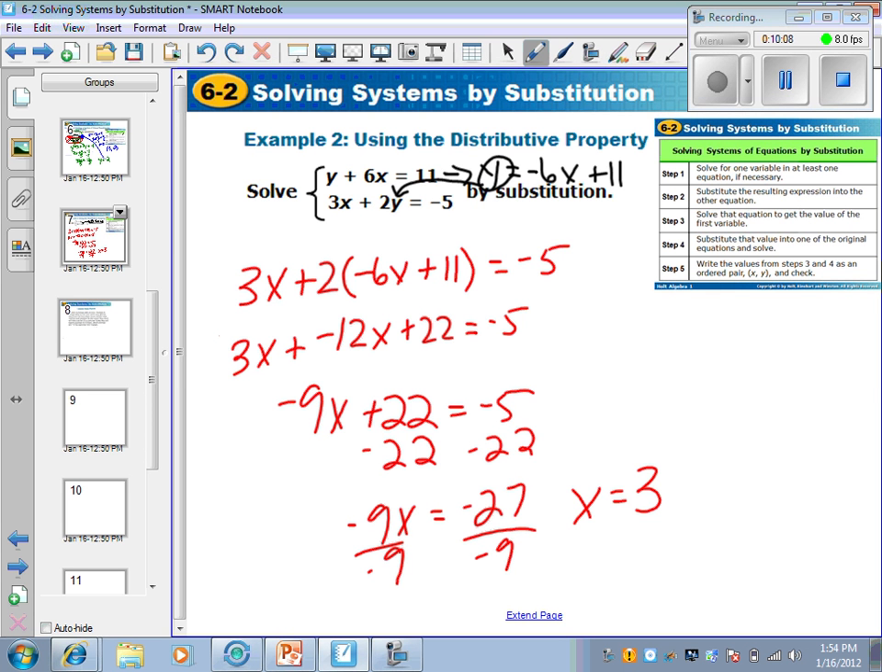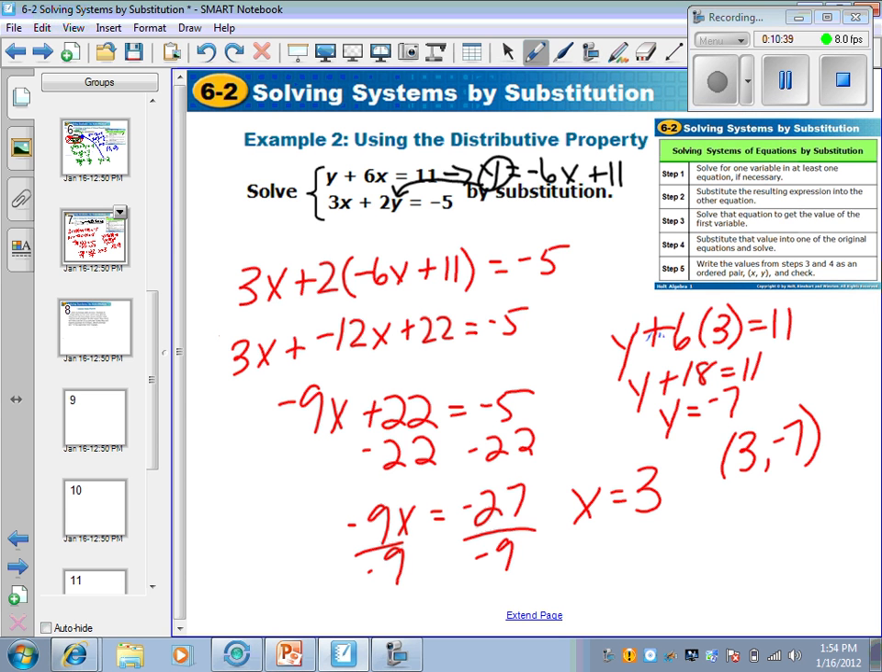So I'm going to take this positive 3 and plug it back in for either equation. I choose the top. Y plus 6 times 3 is equal to 11. Y plus 18 is equal to 11. Y is equal to negative 7. So the ordered pair is 3, negative 7.